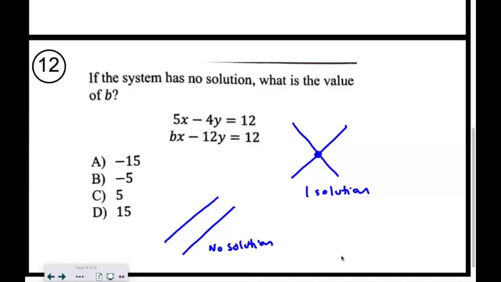The other option is if they're the exact same equation, so you graph one and then you graph the other and it's directly on top of it, then you would have an infinite number of solutions.